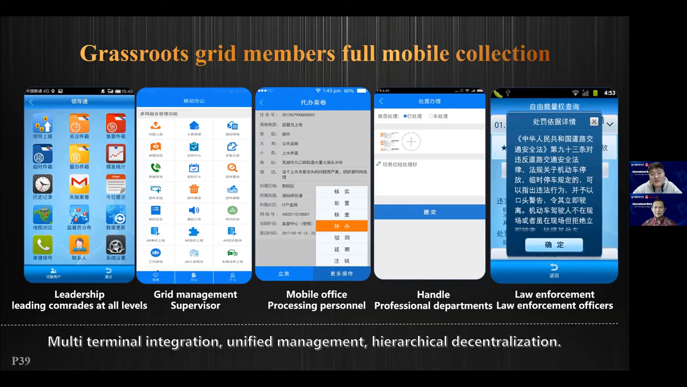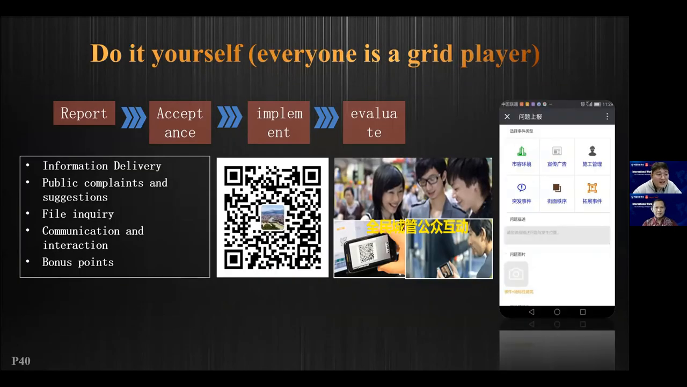All terminals are integrated together, and the application is carried out through hierarchical decentralization. I don't know how to pronounce these words. And the urban citizens can also participate in the urban management. We have set up rich portals for citizens to provide opinions, reports, and other services.